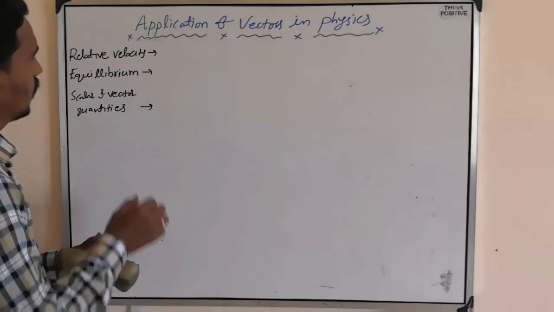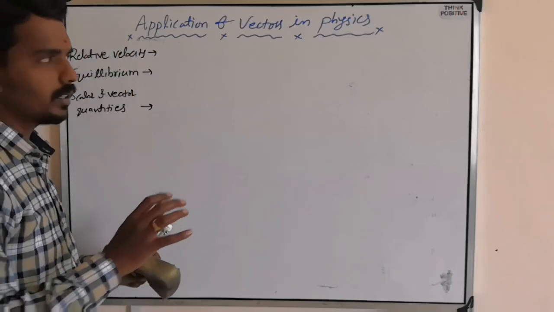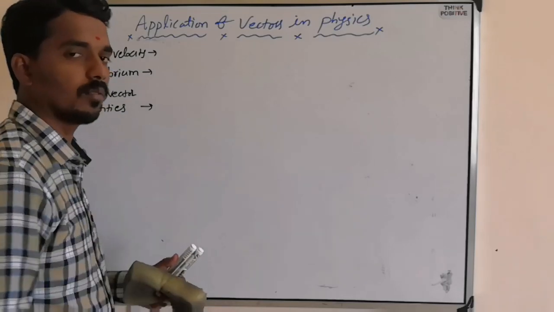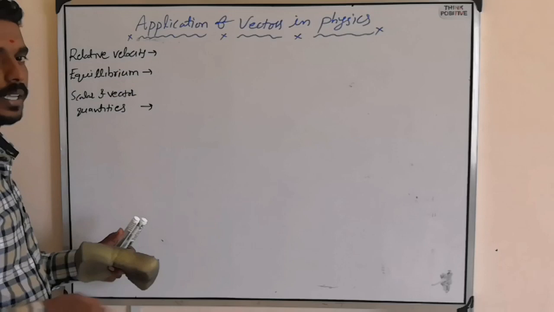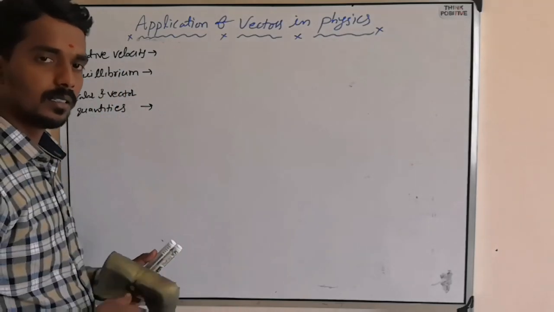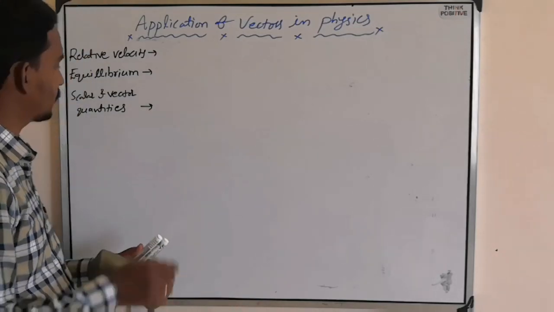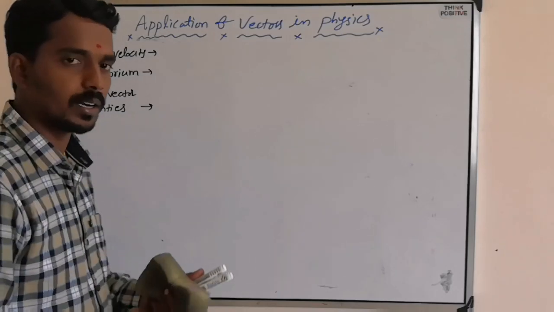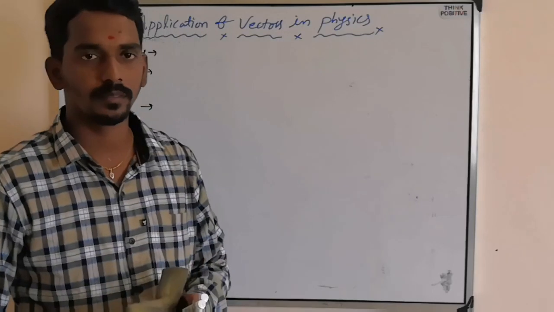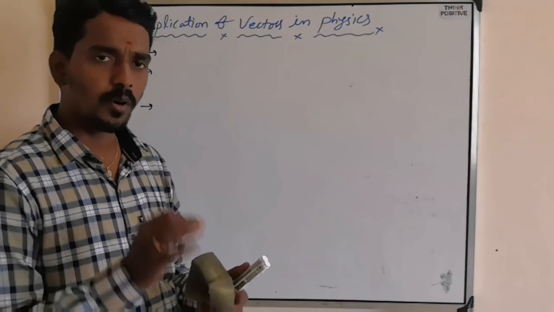The first concept is relative velocity, where you will use the application of vectors a lot to understand and to solve. The other one is equilibrium, which you will study in motion in a plane or in laws of motion. The other one is scalar and vector quantities, the relation between scalar and vector quantities in physics, which depends upon the product of vectors. See the importance of vectors.